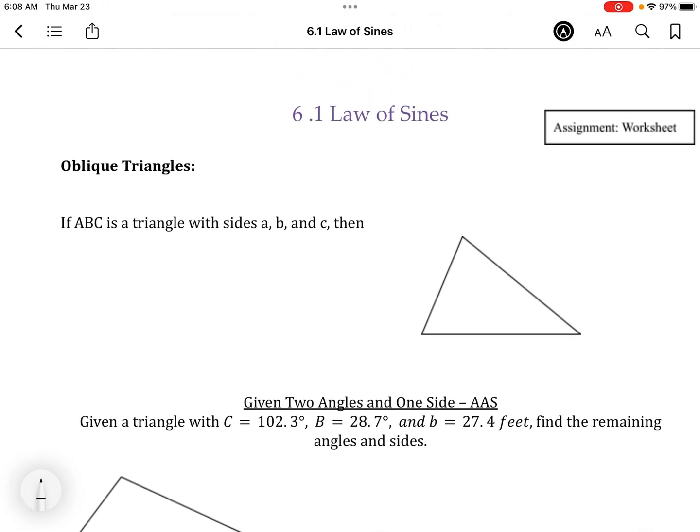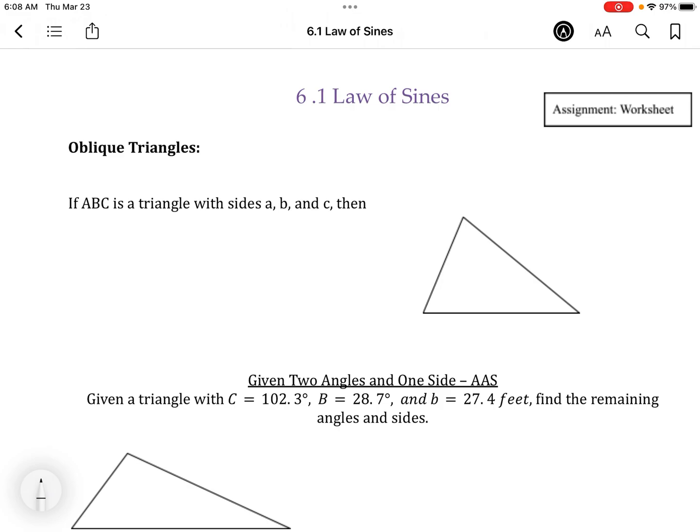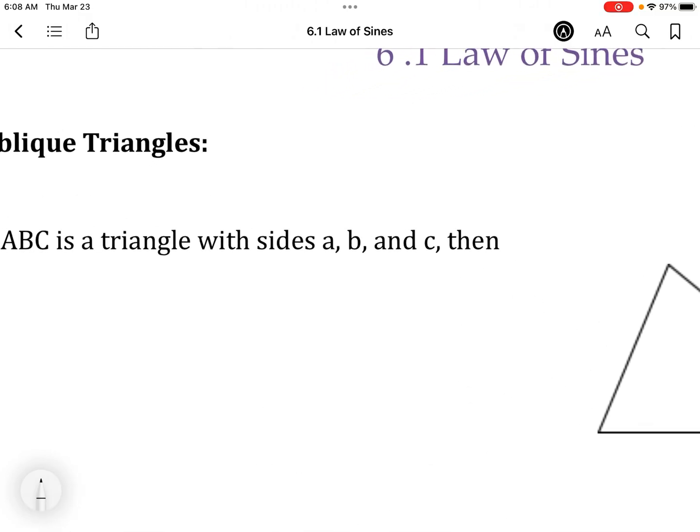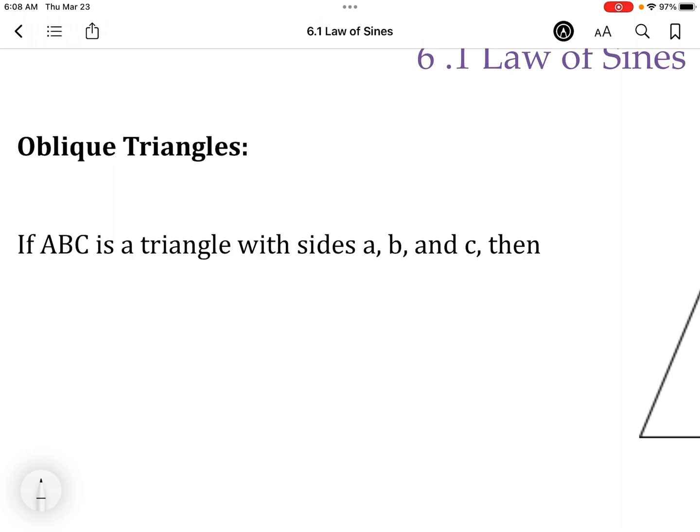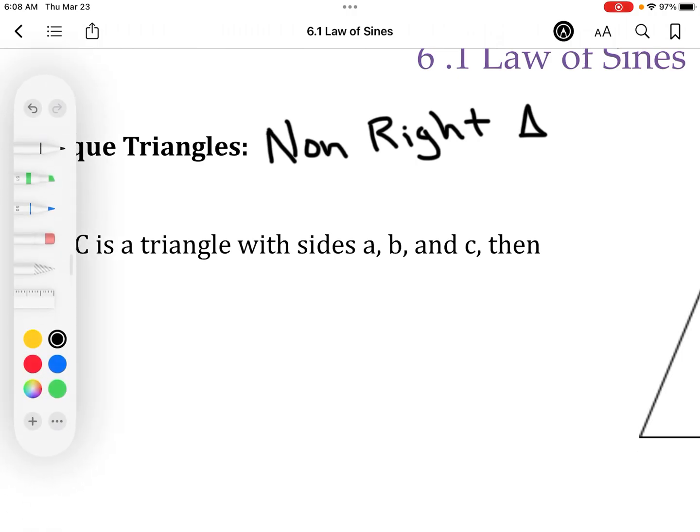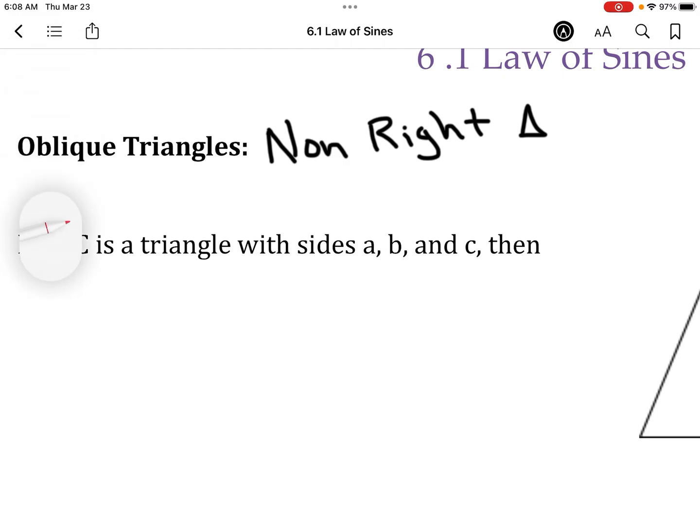All right, 6.1, we're going to look at the law of cosines. And before we start, and I'll say this a couple times as we go through this, we're dealing with oblique triangles. Our definition for an oblique triangle is any triangle that's a non-right triangle. I'm going to put this in red, and you should highlight this or put this in red as well.